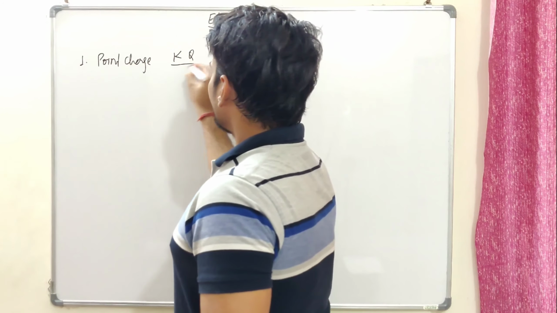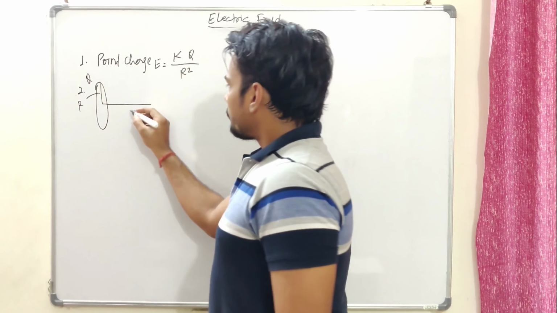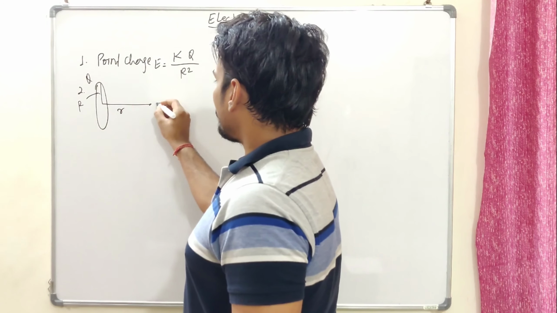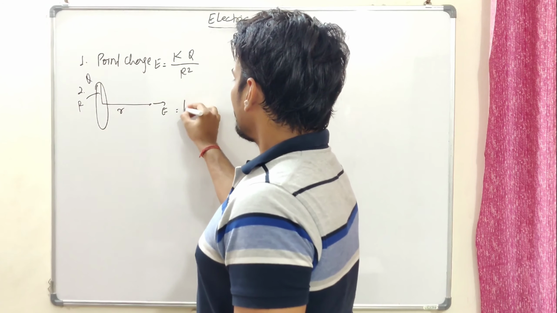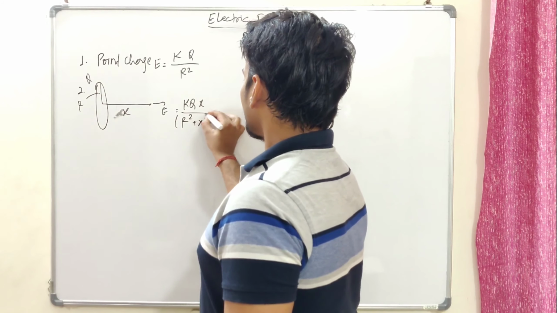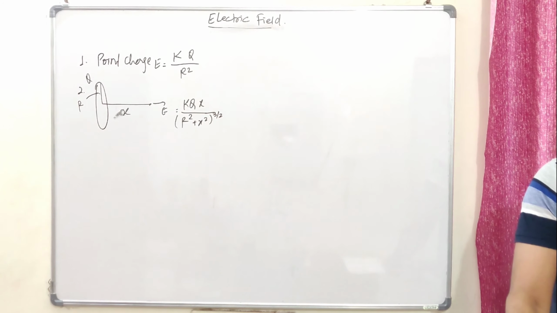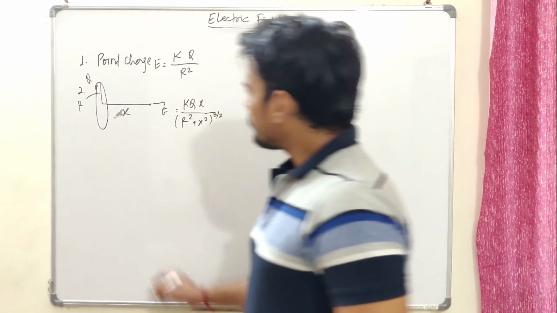Then we have learned about the ring. If I have a ring of radius R having a charge Q, and a distance x from its center, then the electric field at this point was given as kQx over (R square plus x square) to the power of 3 by 2. This is one of the most important formulae that you will need in solving a lot of questions.